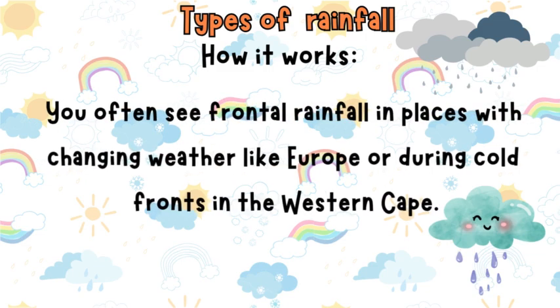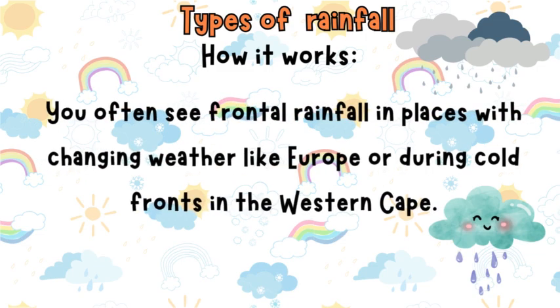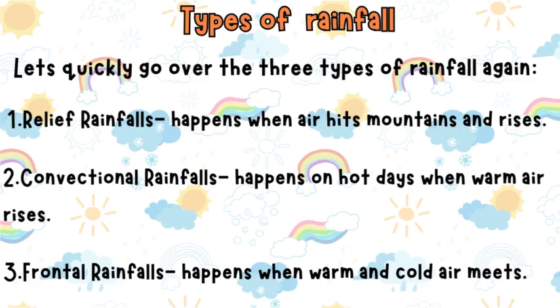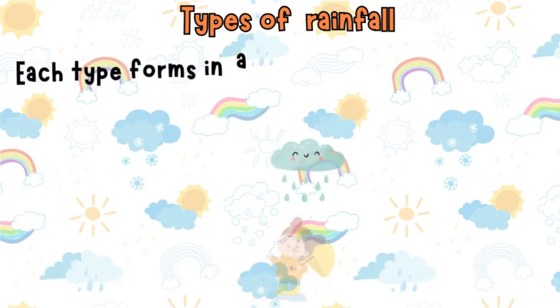You often see frontal rainfall in places with changing weather like Europe or during cold fronts in the Western Cape. Let's quickly go over the three types of rainfall again. Relief rainfall happens when air hits mountains and rises. Convectional rainfall happens on hot days when warm air rises, and frontal rainfall happens when warm and cold air meet.